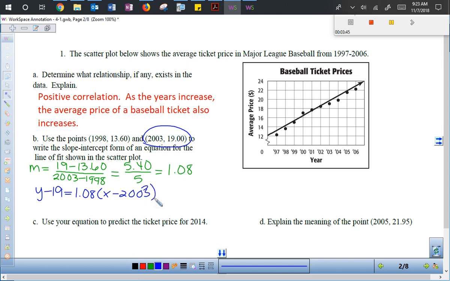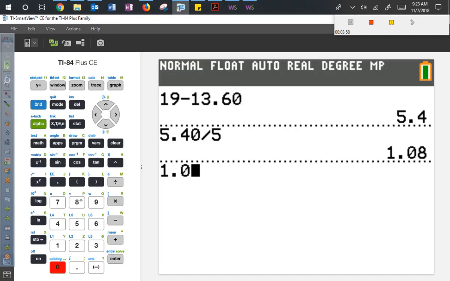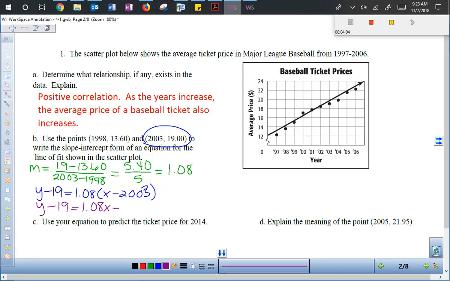And finally, all we need to do is distribute and solve. So y minus 19 equals 1.08 times the quantity of x minus 2003. Then I have a positive times a negative, which gives me a negative. I'm going to take 1.08 times 2003, and I'm going to get 2163.24. Next to solve, I'm going to add 19 to each side.